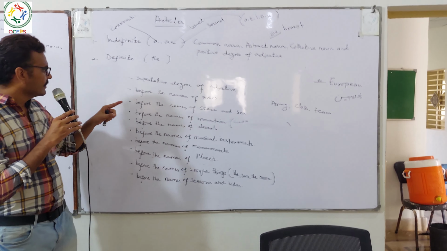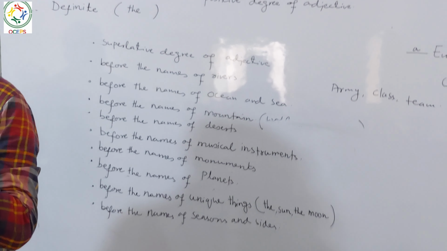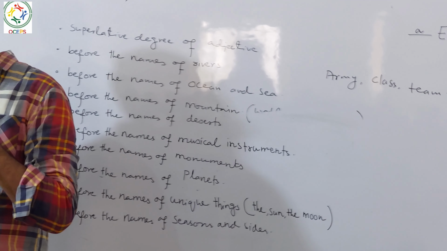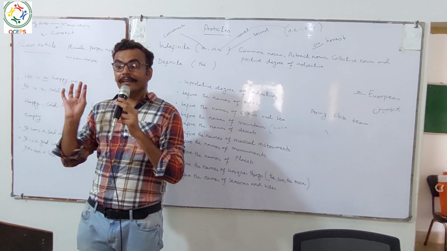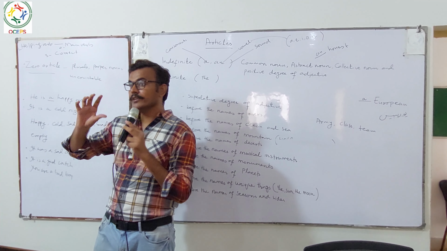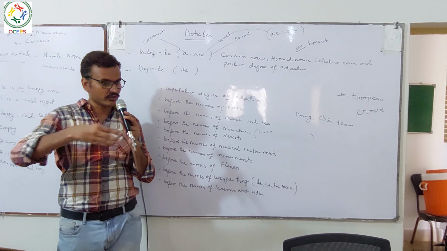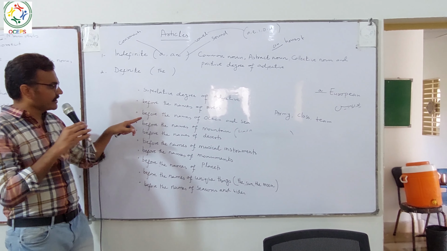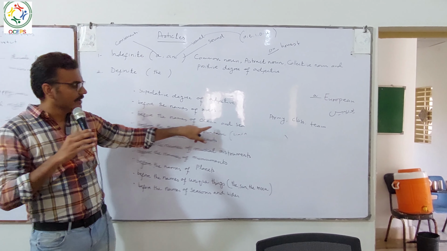Okay, before the names of rivers, like the river Indus, the Thames, the Nile, the Euphrates, the Ganga. So any river which is worldwide recognized, which is internationally famous, you use the; you must not use it with the names of rivers which are locally famous. No. Okay, before the names of oceans, there is a difference between ocean and sea.